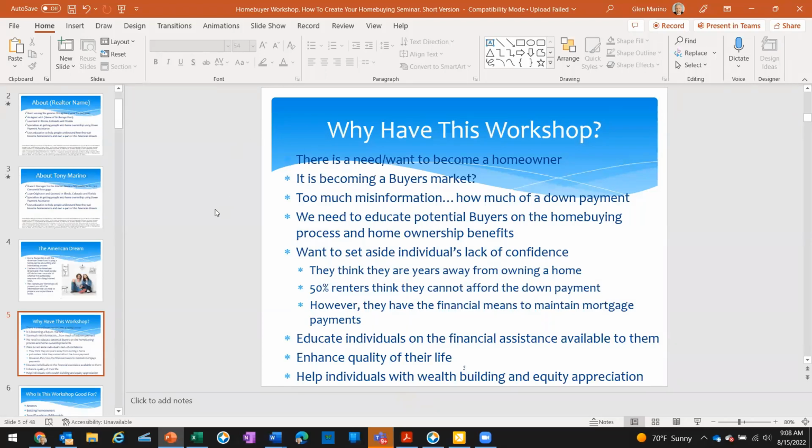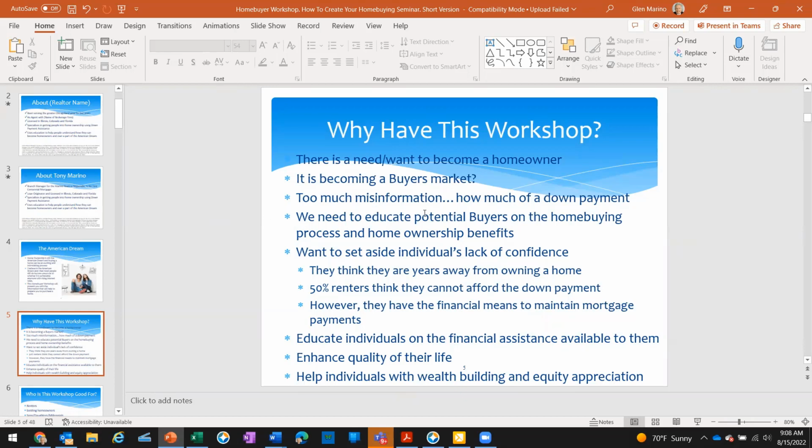So I have this workshop. Well, there's a need and a want to become a homeowner still in America. It is becoming more of a buyer's market. We've had more home inspections going on. We've seen price reductions going on. Last week, we got a contract in where the seller was actually giving over $5,000 in a closing cost credit.